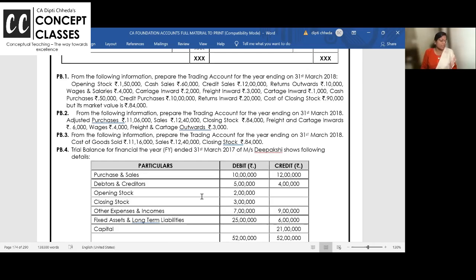Purchases and all the details are given to you. Okay? Let's go. Closing stock is also 90,000 and 84,000, so obviously we take 84,000. But I told you, one of the important elements of preparing the final accounts is to write crystal clear.